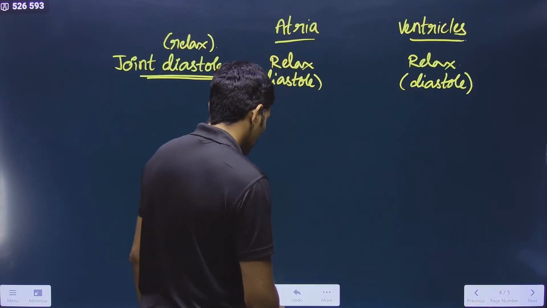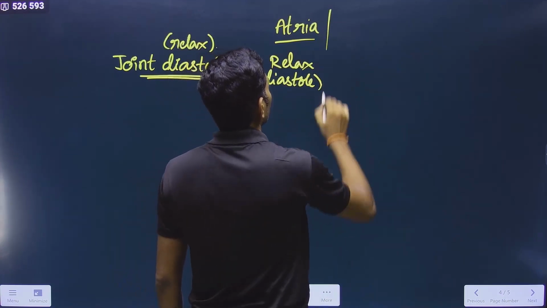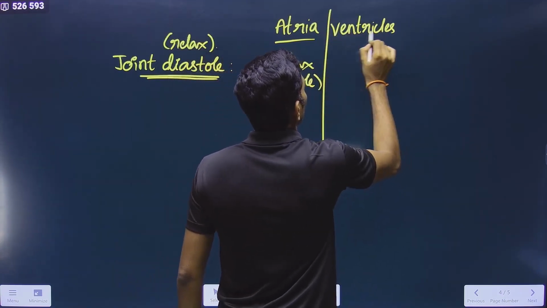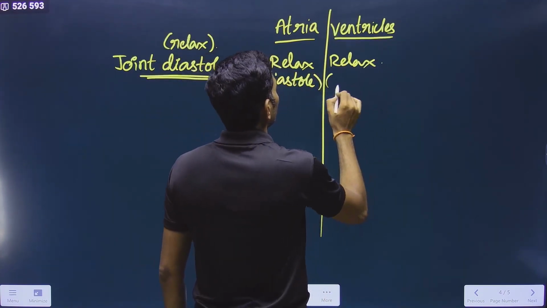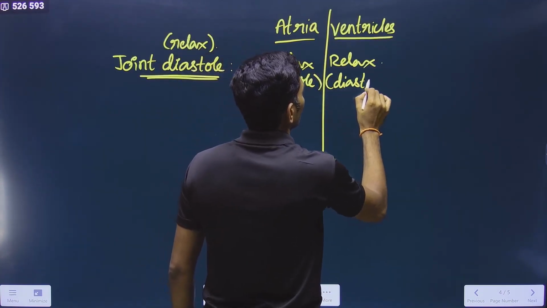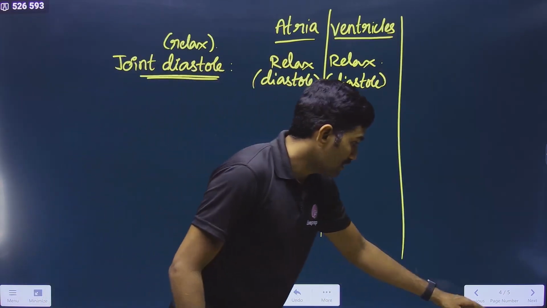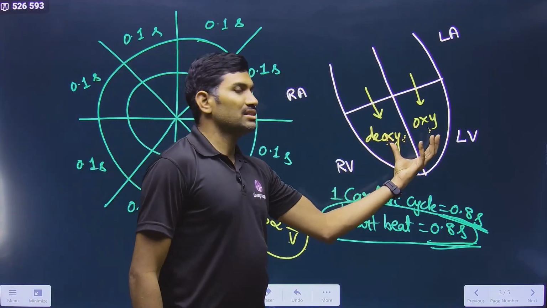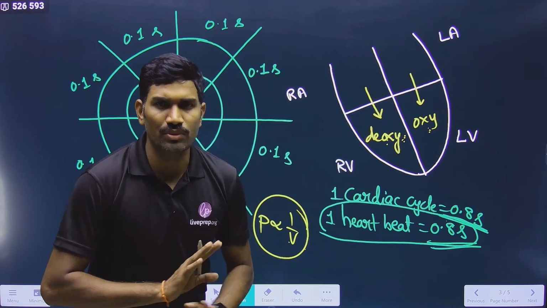So atria and ventricles we wrote. Very good. The same thing I will write, don't worry. Atria and ventricles. Ventricles are also relaxed, that means they are also in diastole. Now please observe the concept carefully. Don't try to memorize this by heart. Pressure is less, that's why from this it is getting the blood. Nicely understood.